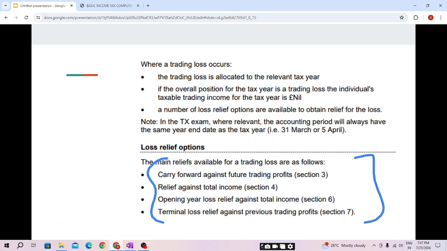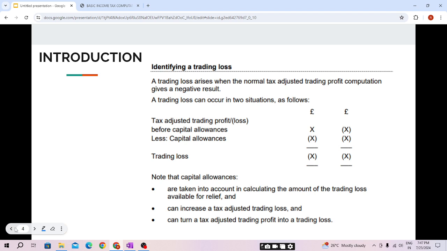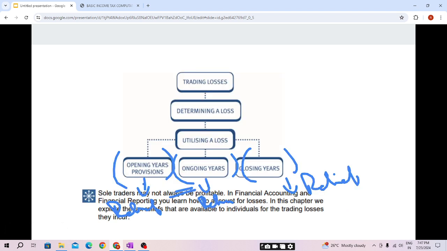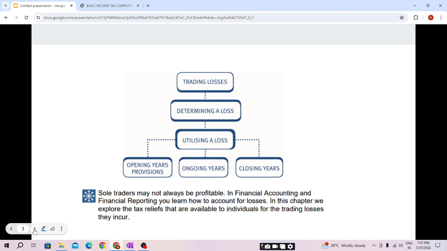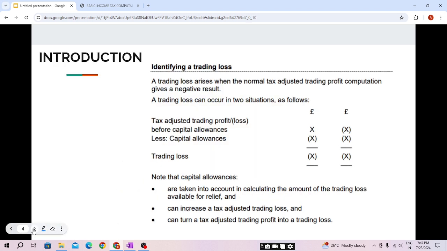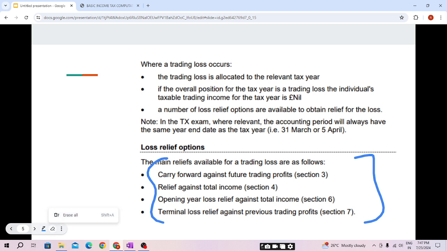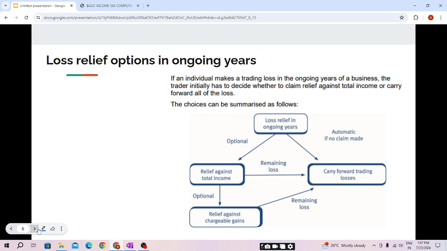Now we need to see which of these reliefs will apply to the opening year, ongoing year and closing year. We will be covering in more detail, no issue students. This is only a general introduction and understanding of this chapter, how it will be covered and what all topics it will be covering.